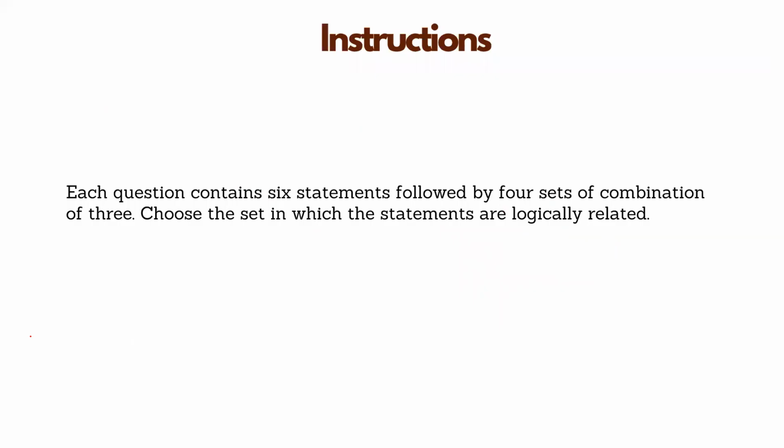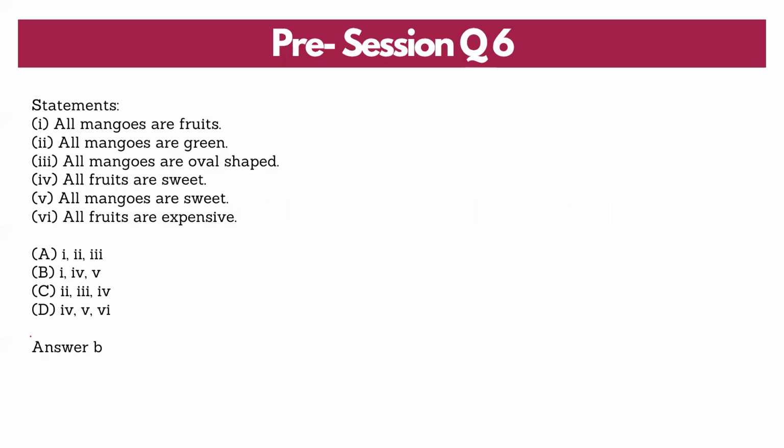Next. In the next two questions, each question contains six statements followed by four sets of combinations of three. Choose the set in which the statements are logically related. So here six statements are given and you have to tell out of A, B, C, D which option tells me a relationship wherein after reading one and two, three can be automatically concluded, right? So in such types of questions, do not start drawing the diagram of all the given six statements. Please do not do it like this: all mangoes are fruits and all mangoes are greens. Do not draw the diagram. It is an unnecessary waste of time.